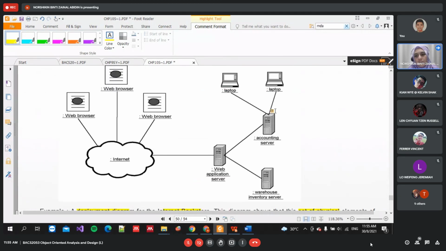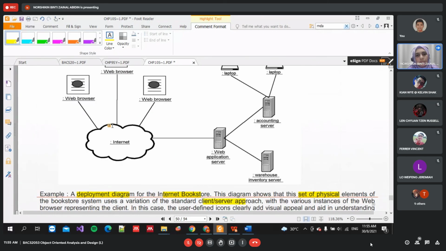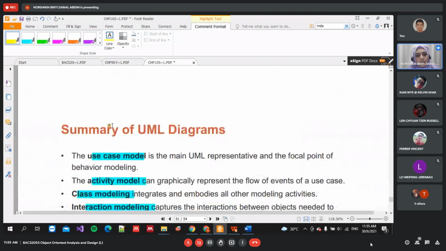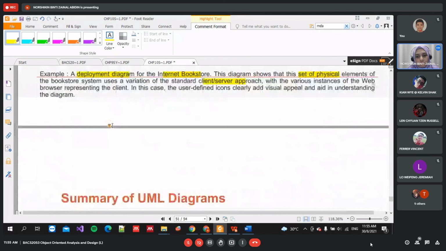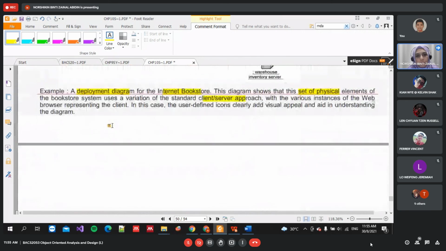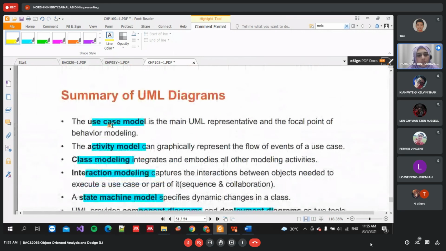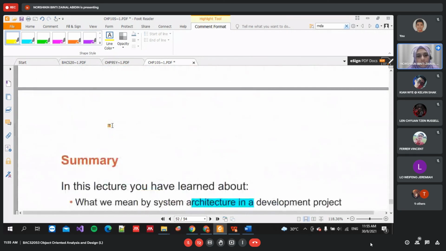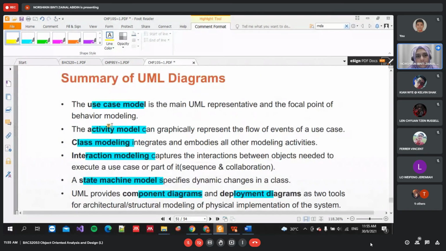So here we need a web server, an inventory server again, and then it will connect with the internet. So the internet will return the result from whatever they get here to this browser. Okay, so that is the concept of the deployment diagram. This is the summary of our diagram.